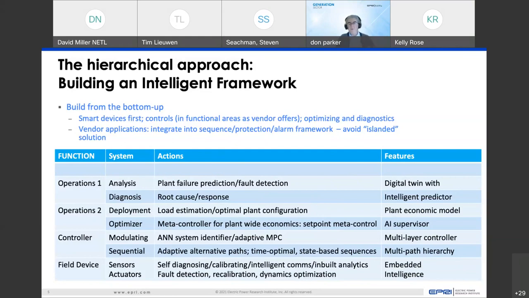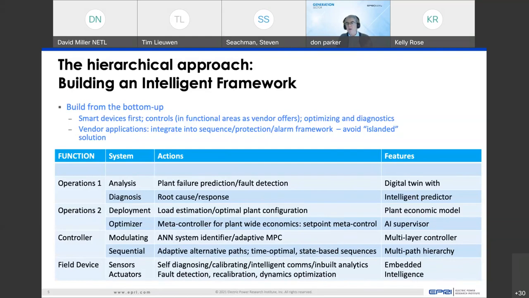Then we move up to the controller level, and I've separated them into modulating controls and sequential controls for convenience. But of course, sequential controls must have the ability to set points and switch modes to activate and deactivate modulating controls. They have to talk together. And so sequential controls follow strict pathways, but if we have state-based systems, if we build those, we can have adaptive alternative paths. We can provide time-optimal sequential controls by having a supervisory system that looks at how the sequences are working and decides for itself where time can be saved by seeing how long it takes.